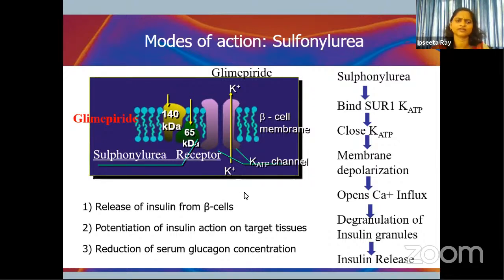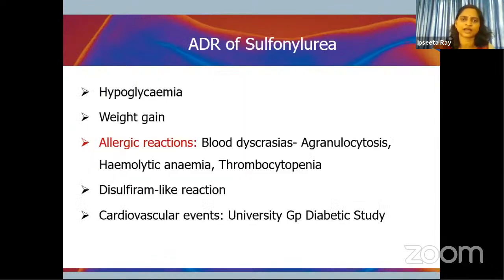They also have other mechanisms which may not be the primary mechanism, like they potentiate the action of insulin on the target tissues, and they also cause reduction in the serum glucagon. We know that glucagon antagonizes the action of insulin. So these are also the mechanisms of how sulfonylurea acts.